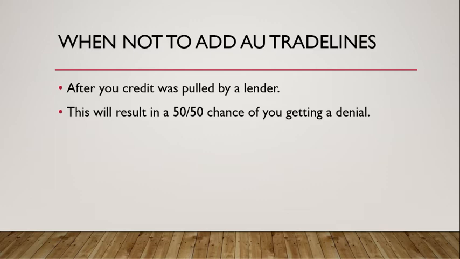When you don't want to add AUs: you don't want to add AUs after you had your credit pulled by a lender and you were approved. You don't want to do that. That's pretty much going to result in a 50-50 chance of them telling you, nah, we're not going to be able to do this transaction. It's that simple. Like I said, some lenders love it, some lenders don't, some lenders don't care. You're not fooling nobody. They know what to look for whenever they do a manual underwriting.